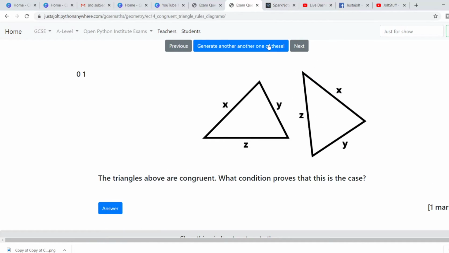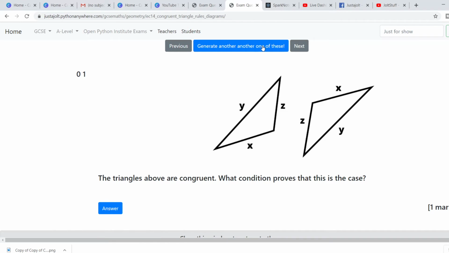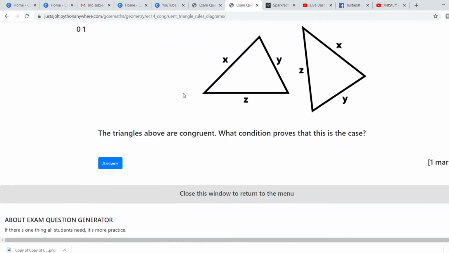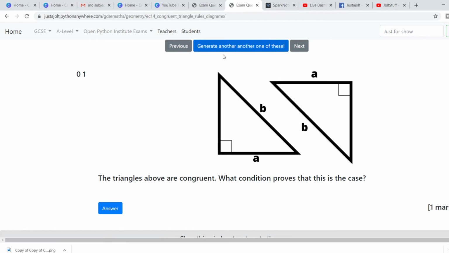Let's have another one. The triangles above are congruent. What condition proves that this is the case? Again, we've got this SSS thing going on, so it's because all 3 sides are the same. Are these really the only 2 we've got? Oh, there we go. There are some more.